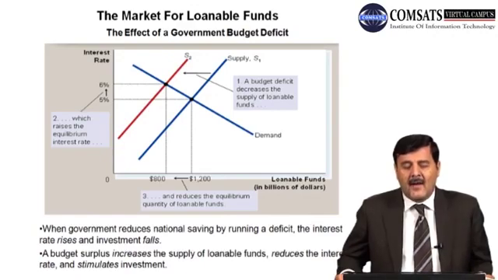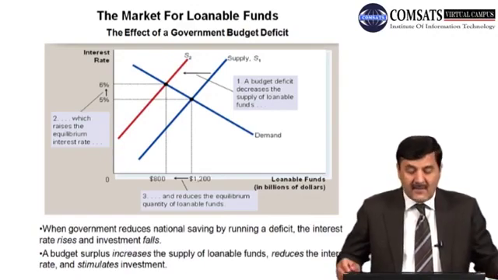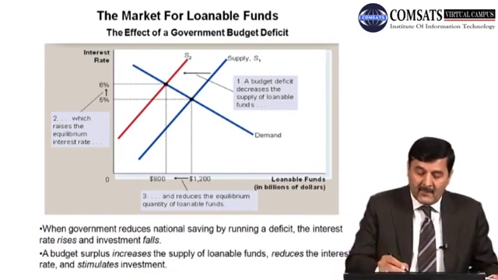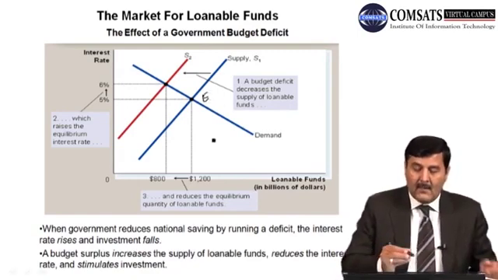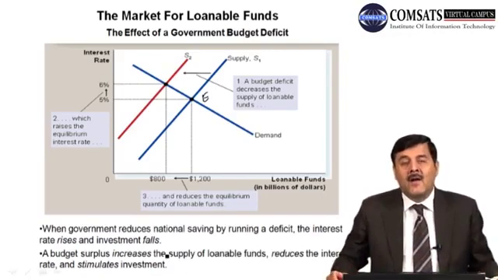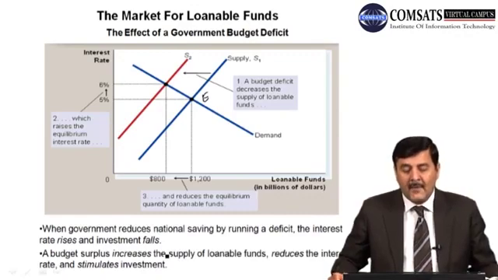So original supply and demand curves are intersecting each other at some point, which determines the equilibrium interest rate in the market, which is 5%, and the equilibrium quantity of loanable funds is $1,200. Now suppose a budget deficit decreases the supply of loanable funds.